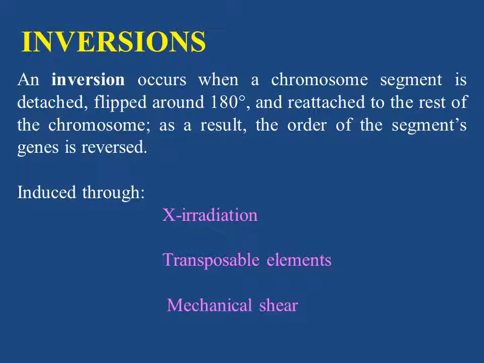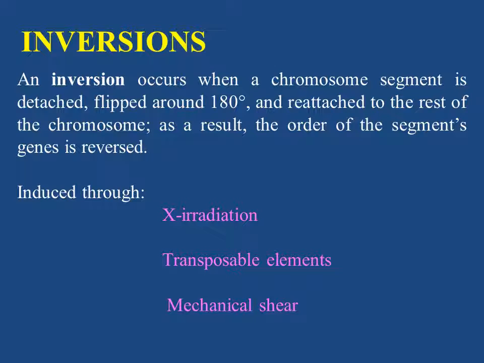As we know, transposable elements jump from one region to another region. While jumping from one region to the other, when they are cut or copied from one region, they will be flipped around 180 degrees and then inserted in the other region, changing the structure of the chromosomes.